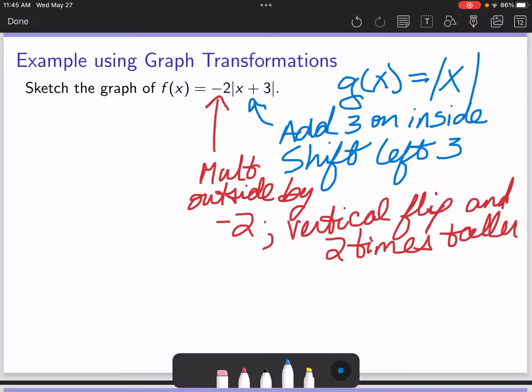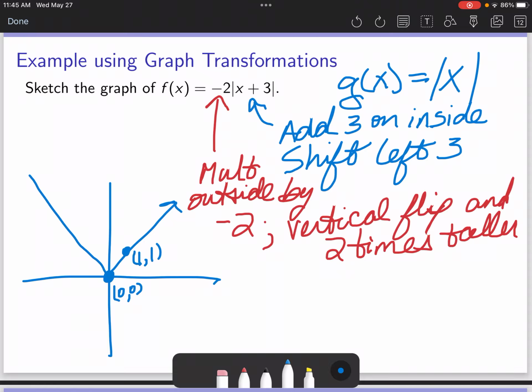So for our graph, we do still go through, oops, that's not true. In the original absolute value function, 0, 0, 1, 1, negative 1, 1. This is the graph of y equals the absolute value of x. But now in red, I'm going to do the transformation.